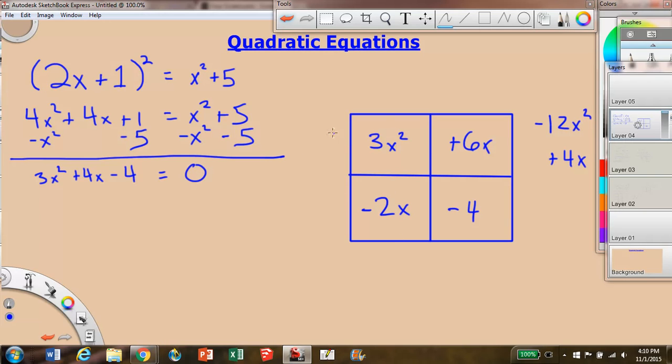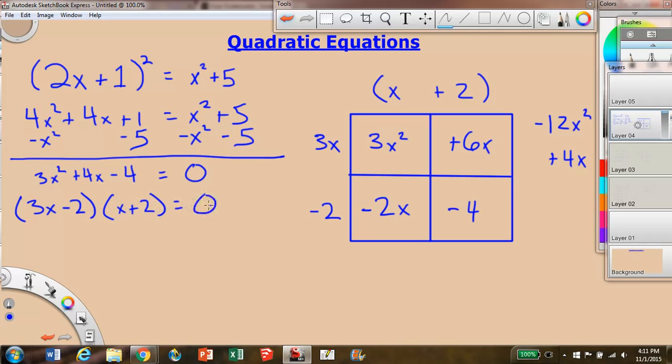Factoring along the top row, the greatest common factor is 3x. Along the bottom, because this is negative, I'll have a -2. So there's my first factor, 3x minus 2. And going along the columns, I get x plus 2. This trinomial here, put brackets around it, is the exact same thing as these two factors multiplied. So it's still equal to 0.